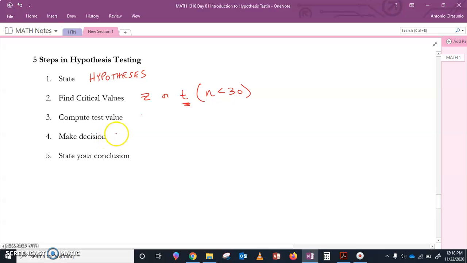Then we're going to make a decision. We either reject H0 or do not reject. And then we're going to state our conclusion. And when we state our conclusion, we base it on the alternative that we have written.